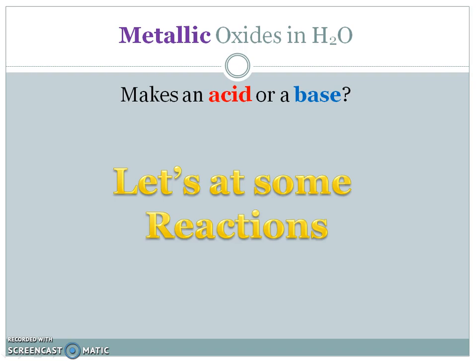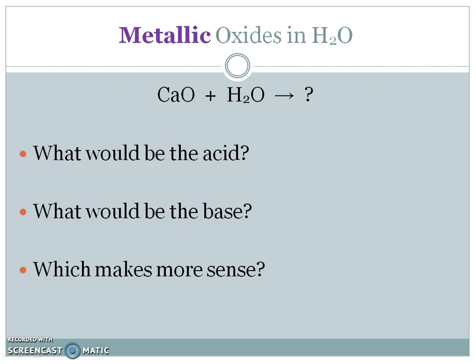Now let's look at metallic oxides. Again, a metal element with oxygen in water, is that going to produce an acidic or basic solution? Well, again, I'm asking you those same questions. What would be the acid that would come from this? What would be the base that would come from this? I couldn't even name that acid because I have no idea what that is, but I can name this base, calcium hydroxide. So which one makes sense?